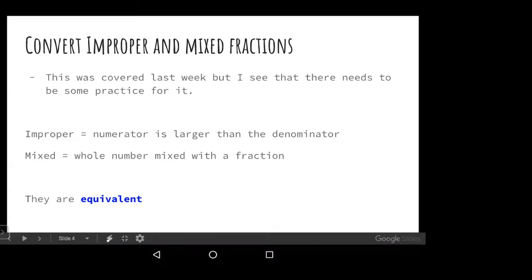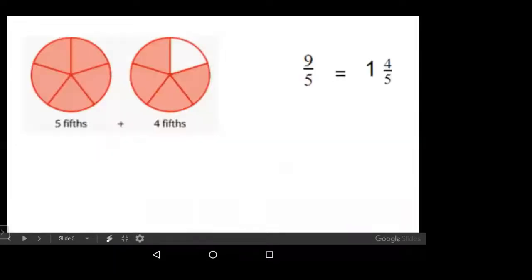And then mixed means that you have the whole number in there with a fraction. They are the same thing. They are equivalent. But depending on what you're doing, who wants different answers, okay? So, like when we talked about last week, 9/5 and 1 4/5. And guys, if this made sense to you last week, you are free to turn off the video at this moment and go do the rest of the first page of the worksheet. Numbers 7 through 14 are converting mixed and improper. So if you're good with it, go do it.